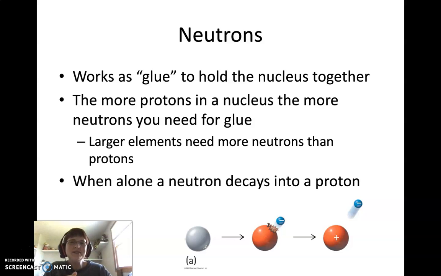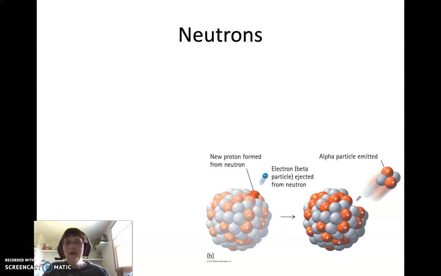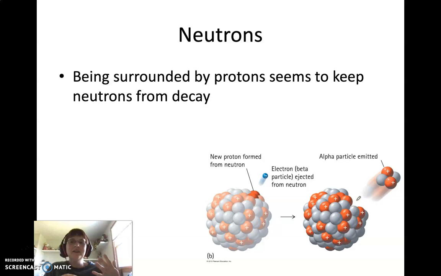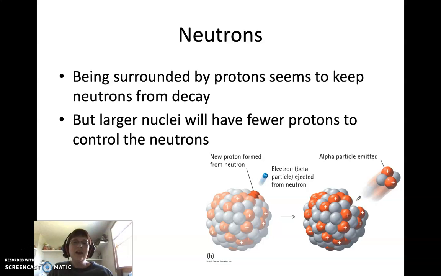But when it's by itself, it will split. And so you'll end up with a positive and a negative charge. You'll end up with a proton, and then it'll release an electron. So what does that have to do with our radioactive elements? Well, if the neutrons are surrounded by protons, it keeps the neutrons from breaking down. It keeps them from decaying into new protons.